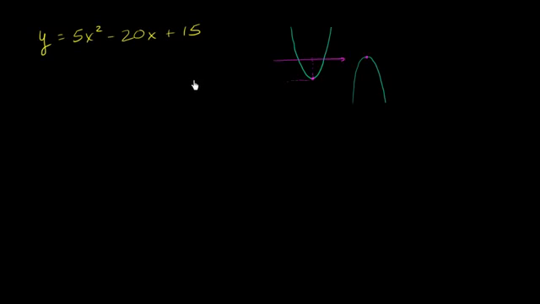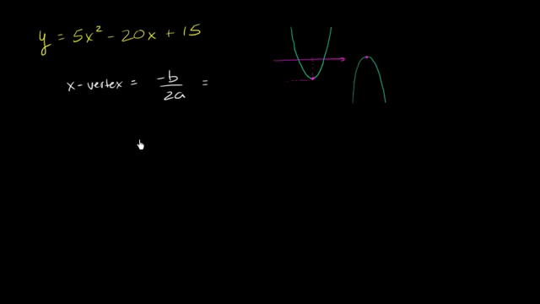Now, there's many ways to find a vertex. Probably the easiest, there's a formula for it. And we talk about where that comes from in multiple videos, where the x-coordinate of the vertex of the parabola is just equal to negative b over 2a. B is the coefficient on the first degree term, the x term, and a is the coefficient on the x squared term.